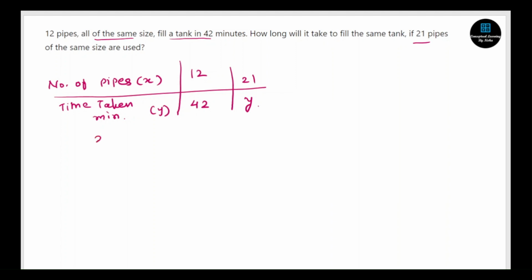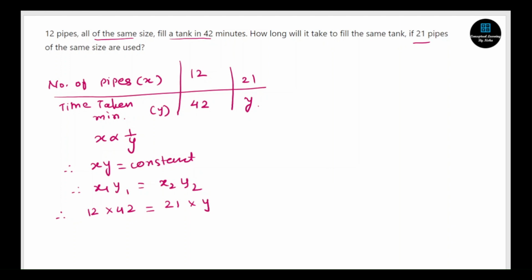Again I can say x is inversely proportional to y. So xy equals a constant, and therefore x1 y1 equals x2 y2. I can find the value by substituting this. So 12 times 42 equals 21 times y, and to find the value of y I have to divide both sides by 21. So y equals 12 times 42 over 21, and when I simplify this I get y equals 24, right?